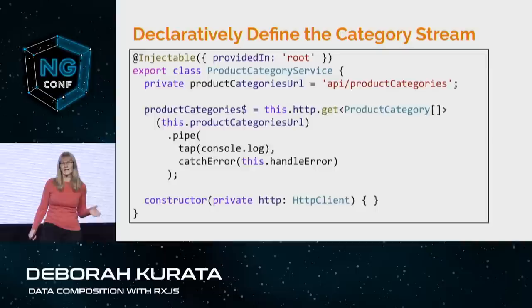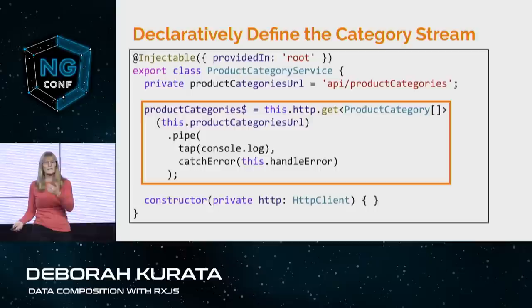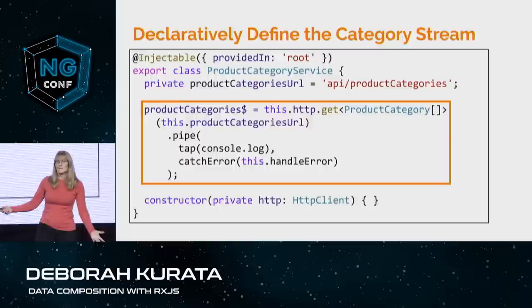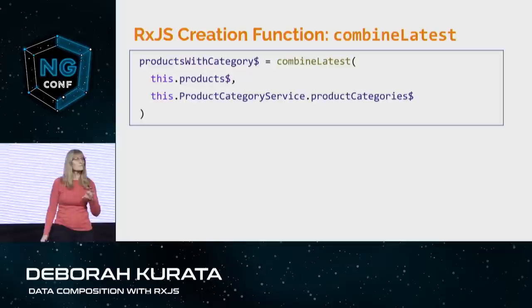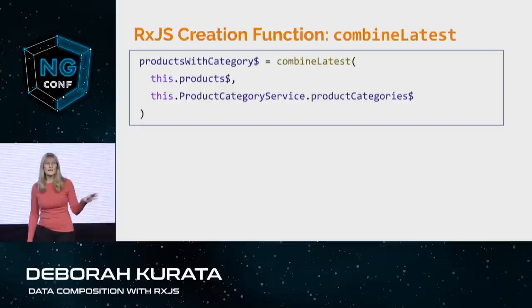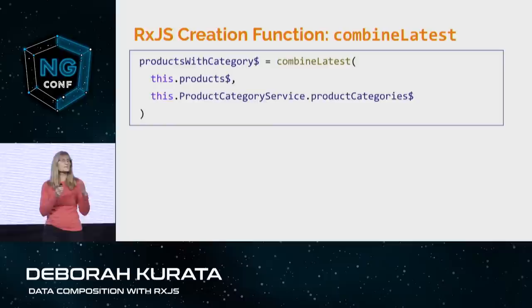Well, the code to actually get that is going to be the same that we just looked at for our product. We have our product categories. We are setting it equal to the result of our HTTP get. Easy enough. All right, then we are going to use combine latest, and we're going to combine those two streams. So we're going to combine our product stream, which has our products, with our product category stream so that the code underneath this has both sets of data to work with.